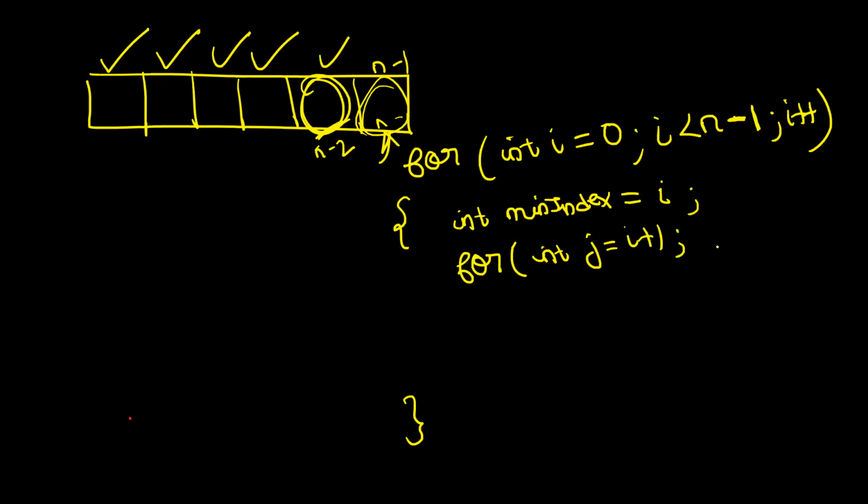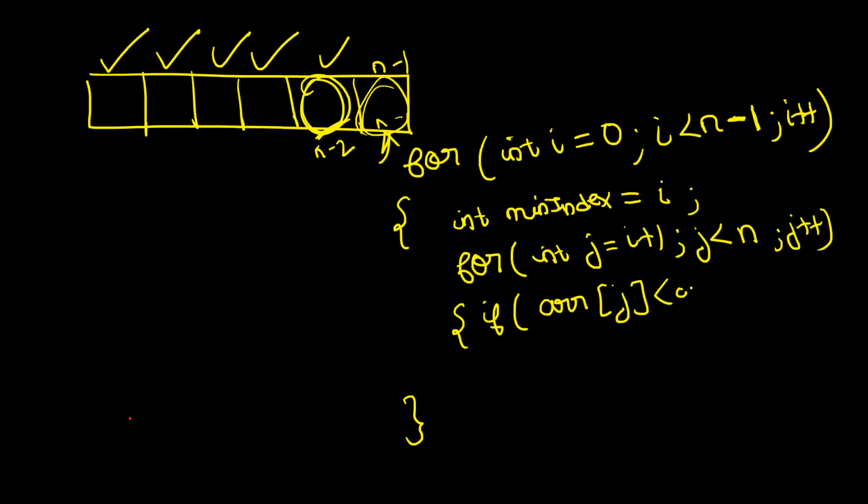And till where should j go, guys? j less than what? n, right? j should go till the entire end. j plus plus. And what do I do? I see if arr of j is lesser than arr of min index, what should I do, guys? Can you help me?